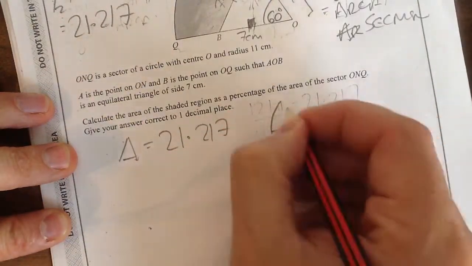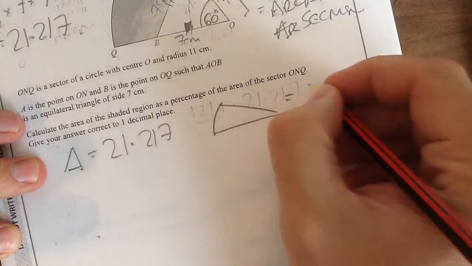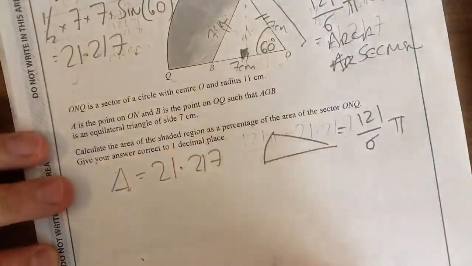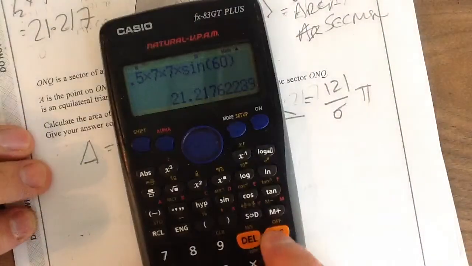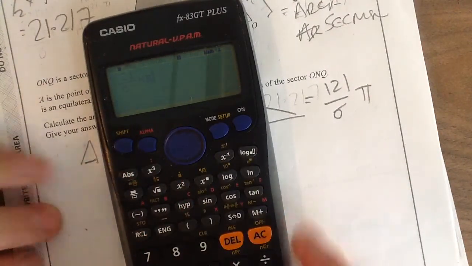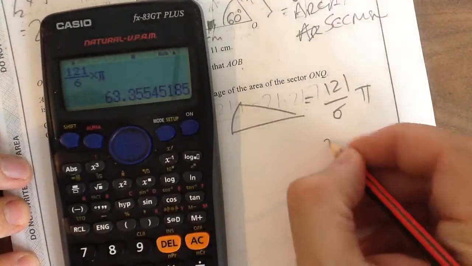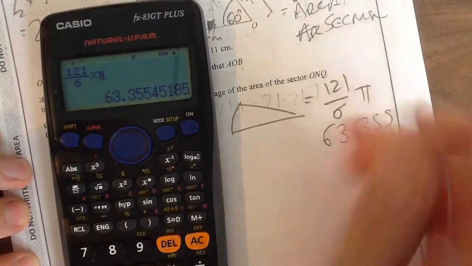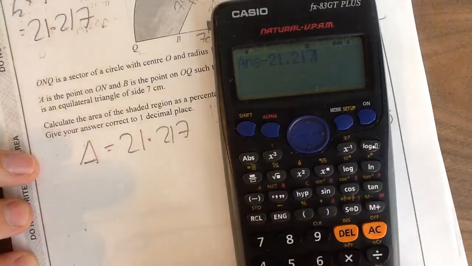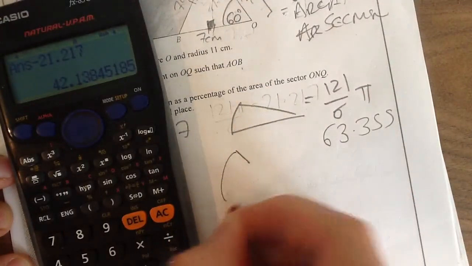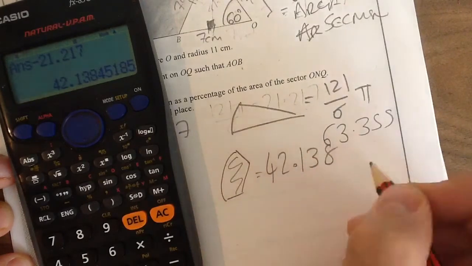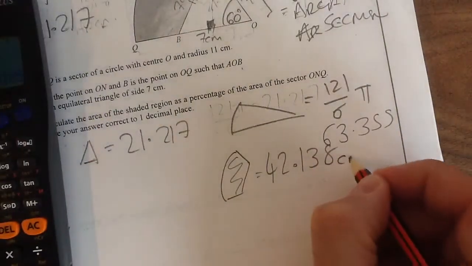I know my sector equals 121 over 6 pi, but I need to know this little bit here. So I need to subtract the smaller one from the bigger one. I'm going to change my 121 over 6 times pi into a number, just so I can deal with it: 63.355. So I need to take away 21.217. So I know my little shaded bit is 42.138 centimetres squared.